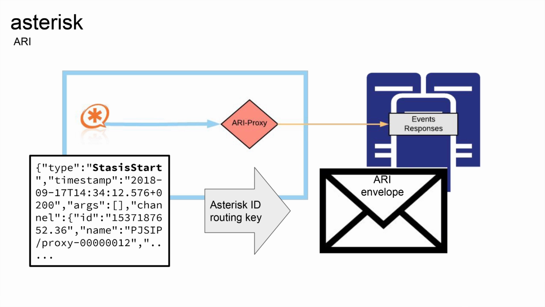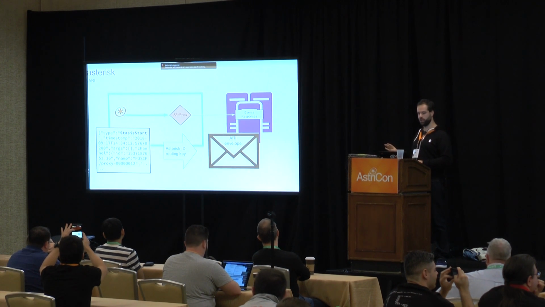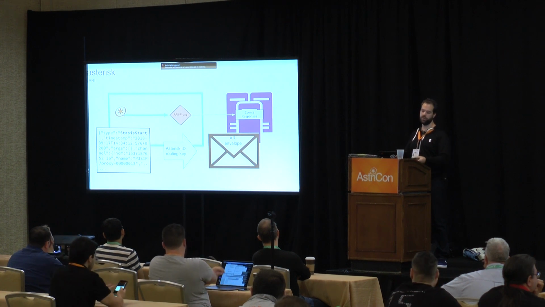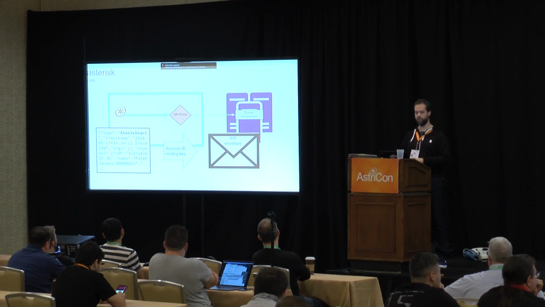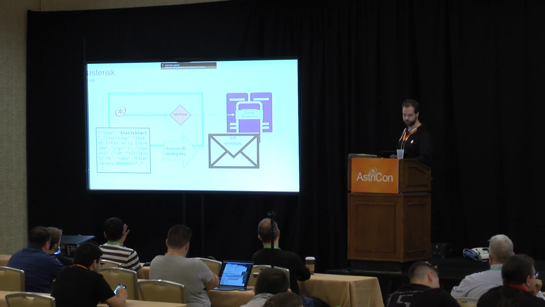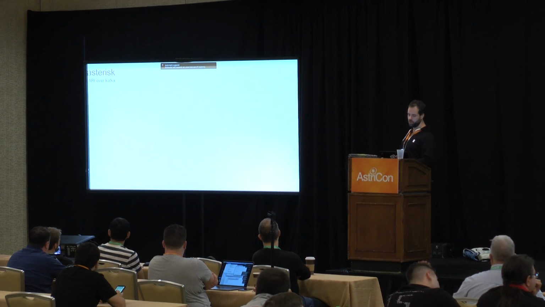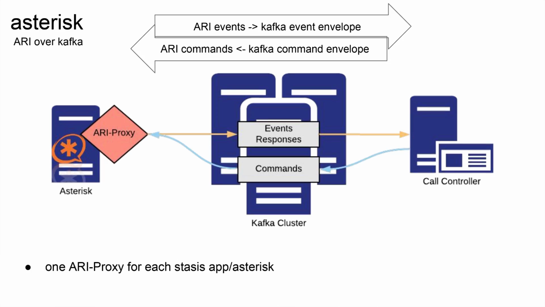So we get the messages out of the Asterisk using the WebSocket. And the ARI proxy adds some information like an Asterisk ID and a routing key, and puts everything together in a so-called ARI envelope. So this is a word from us, and pushes that to Kafka. So the Kafka message has some routing information and the raw JSON object out of the Asterisk. The routing over the Kafka is a bit complex.